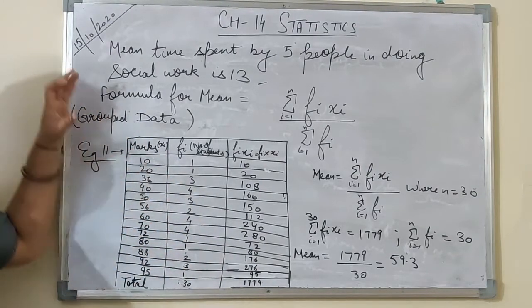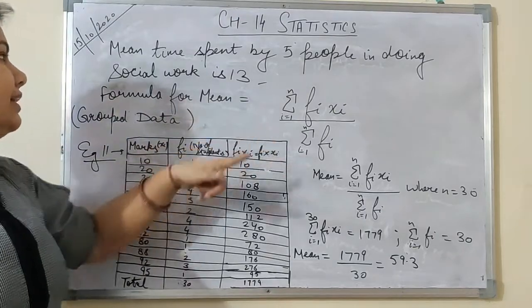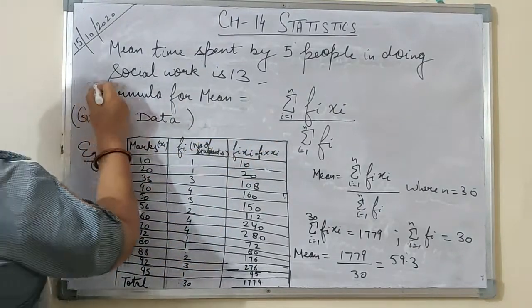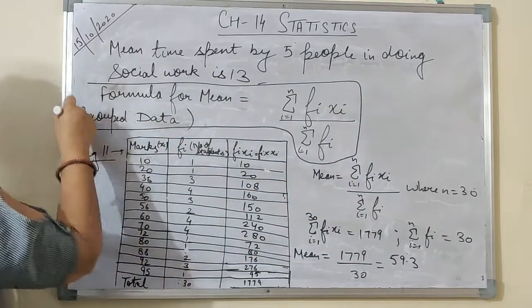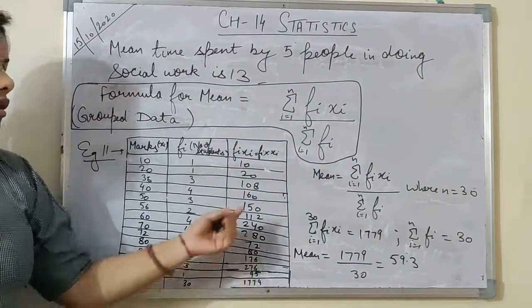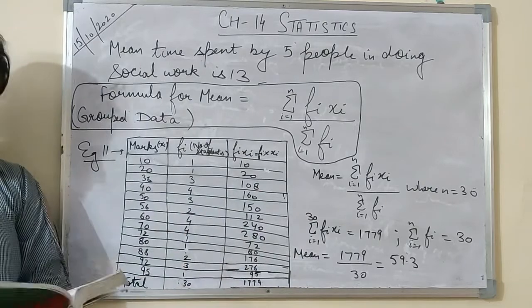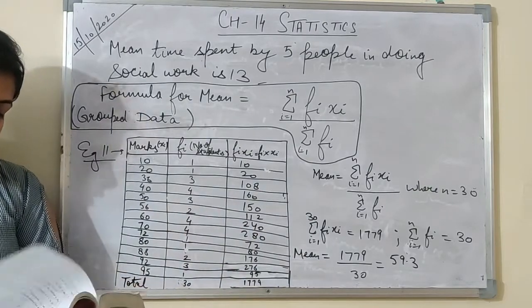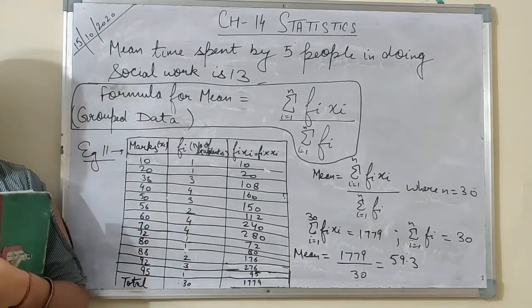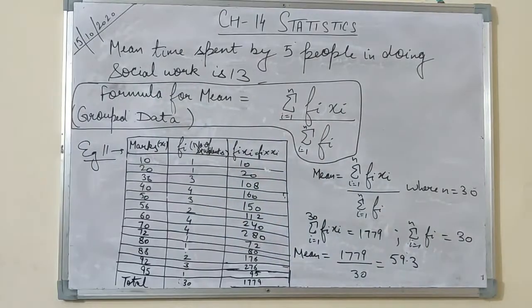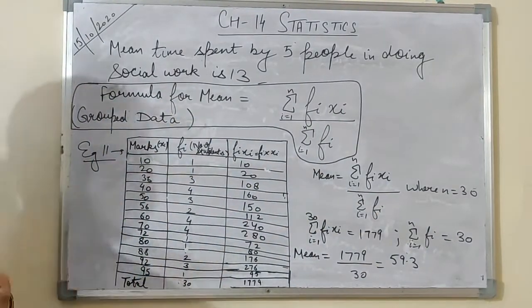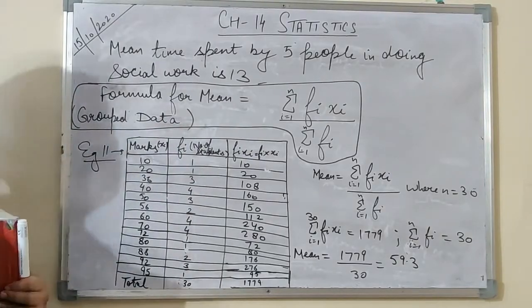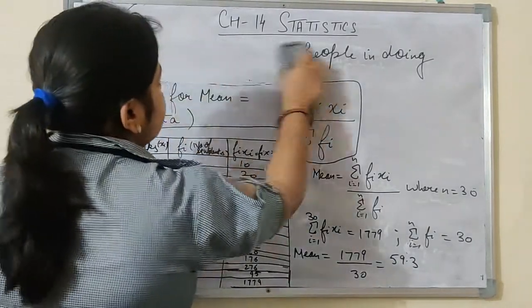As I have told you, this is the formula for finding the mean for grouped data, and this is the question regarding this formula. I think till here there is no doubt. You can copy it side by side. You have to copy it side by side. I am erasing this one.